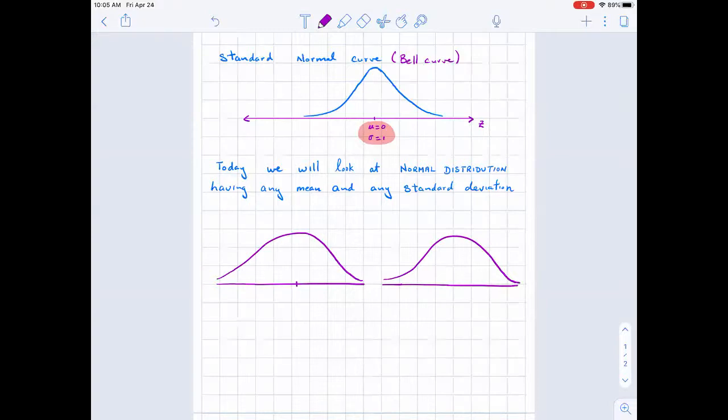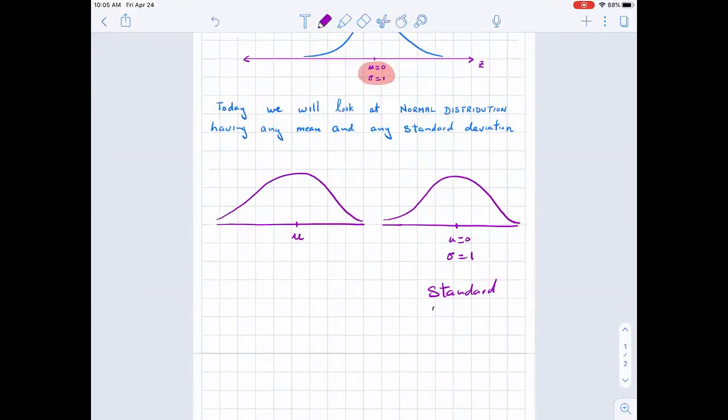Here we have mu, some number, could be any number, but in the standard normal curve, mu is equal to 0 and sigma is equal to 1. So this is standard. In this example here, mu doesn't necessarily have to be equal to 0 and sigma is not equal to 1.